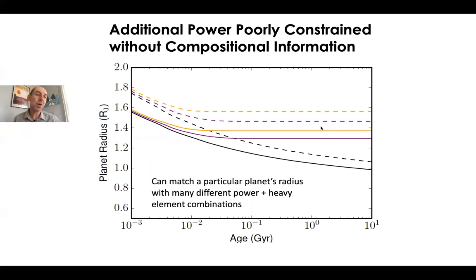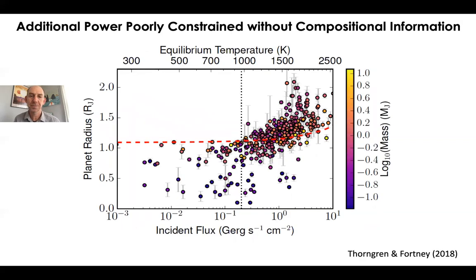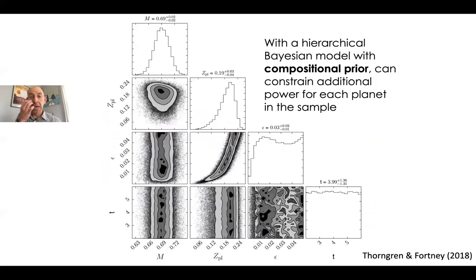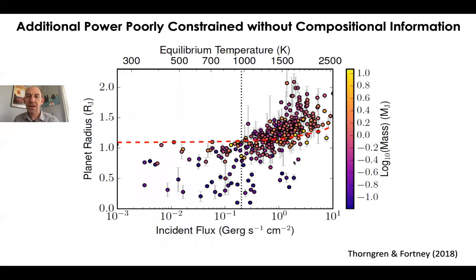So what we want to do is use the population to tell us if this is happening or not. We can look at this additional power and try to assess if it's constrained by the population or not. And so what we do is we put a Bayesian compositional prior on our planets. From the previous work, we know the mass metallicity relation for hot Jupiters. This is now well determined. So for a given planet on the right-hand side of the diagram over here, this is about 250 planets.